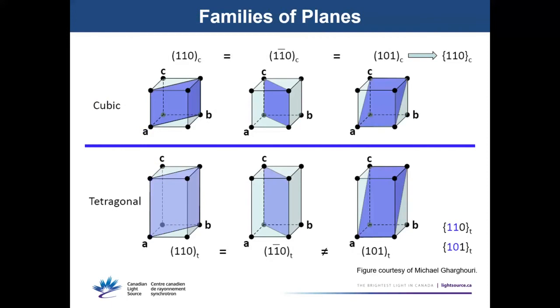Generally, multiple crystalline planes are equivalent due to symmetry, and the number of equivalent planes increases with increasing symmetry. You can see at the top here that the 3 individual cubic planes are all equivalent planes that belong to the 110 family of cubic planes. In contrast, for the tetragonal cell at the bottom, the A and B axes are equivalent, but the C axis is unique. The 110 and 11 bar 0 planes are equivalent, but the 101 plane is clearly non-equivalent.